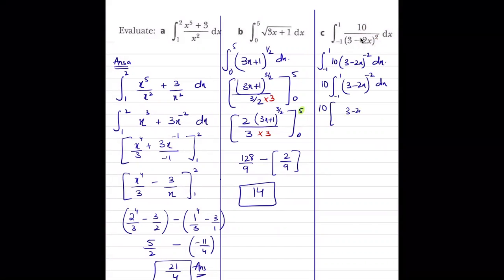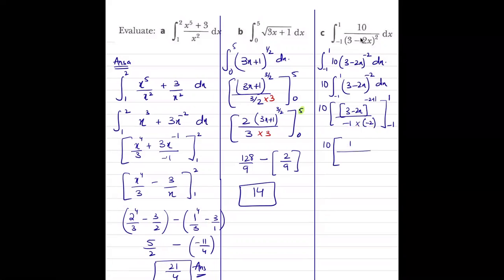So 3 minus 2x to the power of minus 2 plus 1 divided by the new power, that is going to be minus 1 times minus 2, and the upper limit is 1 and the lower limit is minus 1. So this is going to be that if you solve the denominator first, minus 1 times minus 2 is just 2, and 3 minus 2x to the power of 1.